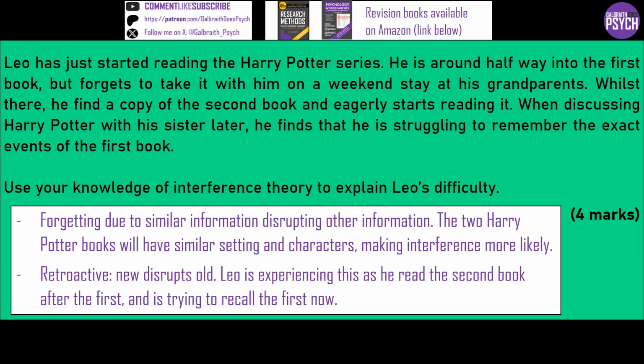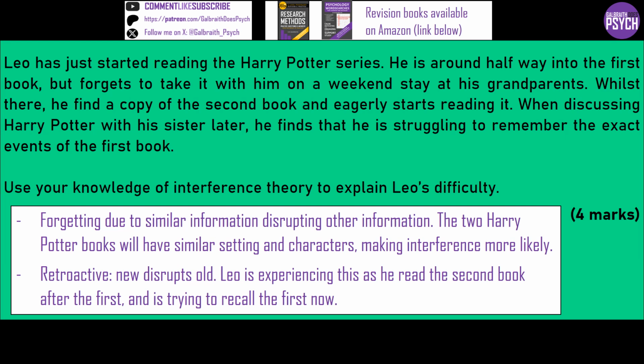So we know that interference happens with similar information. We know that there's retro and proactive. What's most relevant here? The idea of similarity. So linked to the stem, the characters, the events of the Harry Potter books are going to be similar, if not the same, which makes interference more likely.